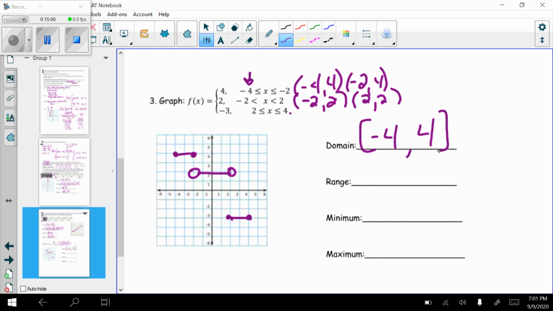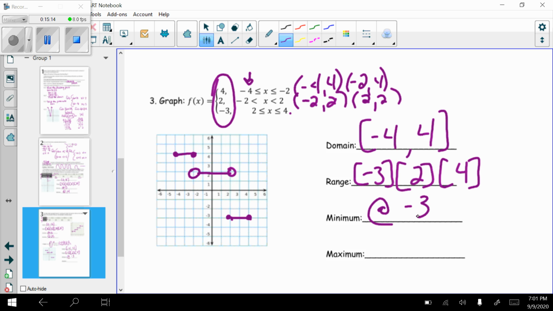My range, again, these are my y's. They're each going to be in brackets. So -3 bracket, 2 bracket, 4 bracket. My minimum value, that's my smallest y value, that's at -3. My maximum, my highest y value at +4. So that was absolute value, writing them as piecewise, and also the step function. Let me know if you have any questions.